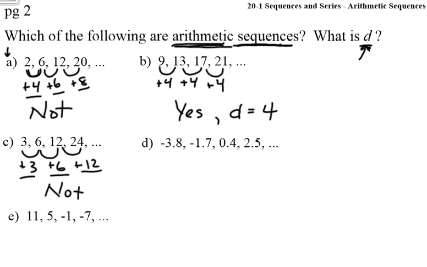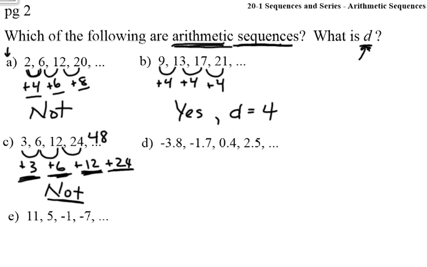Even though some of you might see, oh, we're adding 3, and then we're adding double that, and then we're adding double that. Technically, if I were to continue this, I assume the next value would be plus double the 12, which is plus 24, which would be 48. But who cares? It's not an arithmetic sequence because it's not a common D value.